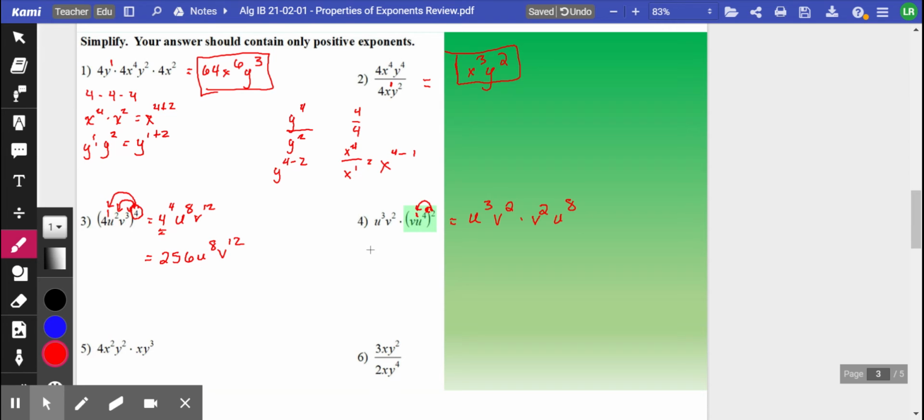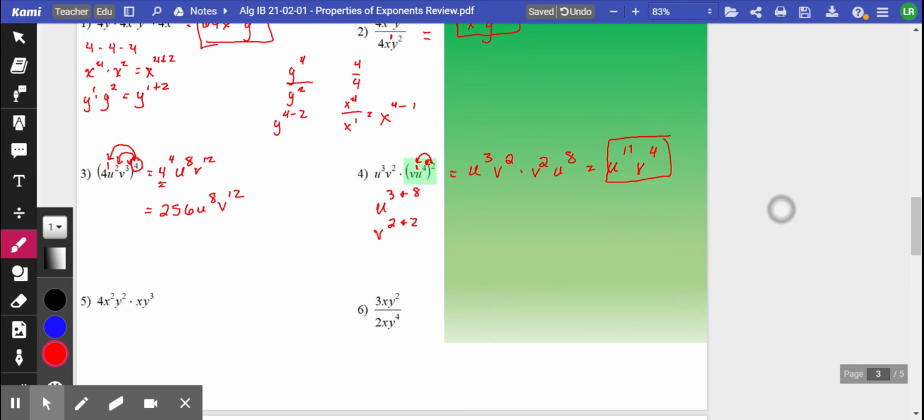Okay, if I multiply same bases, I'm going to add the exponents. So for the u's, I have u to the third and u to the eighth. So 3 plus 8 is 11. For the v's, I have v squared and v squared. So 2 plus 2 is 4. So I have u to the 11th power, v to the 4th power. Number 5.